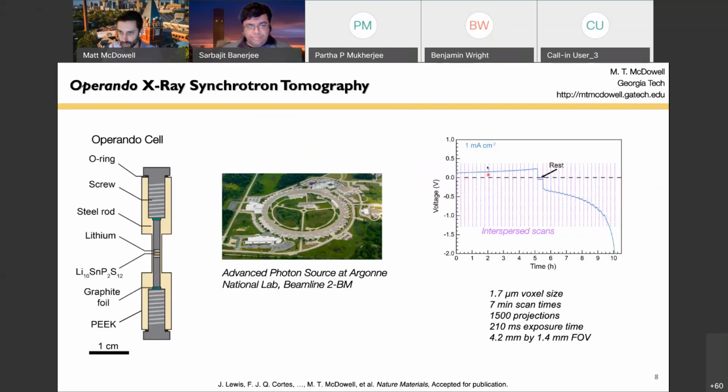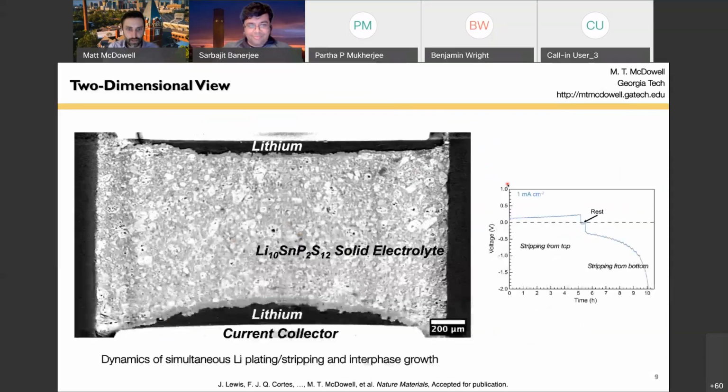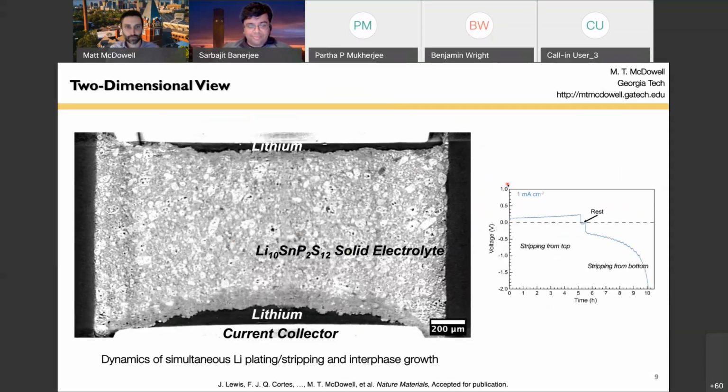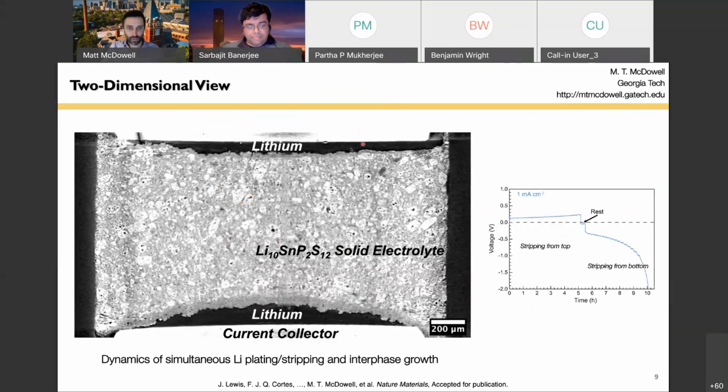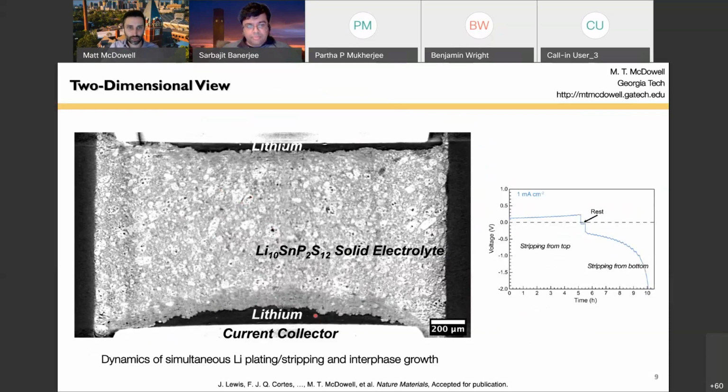Each one of these lines represents a time in which we collected the tomographic data. That's a 3-dimensional data set. That's very large, many tens of gigabytes. So this rapidly fills up your hard drive. So here is some example data of what this looks like. This is a 2-dimensional view, just one image slice. This is actually one video slice from our battery. On the top and the bottom, you have lithium metal in contact with this big solid electrolyte in the middle.